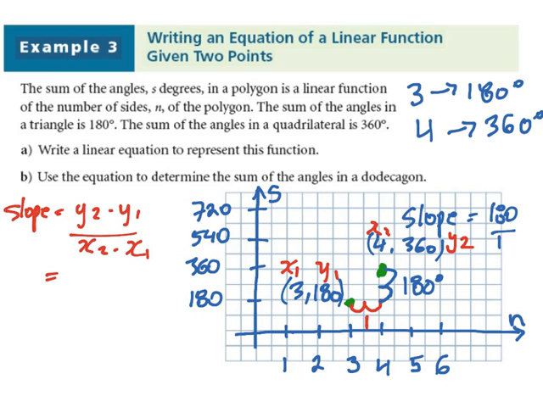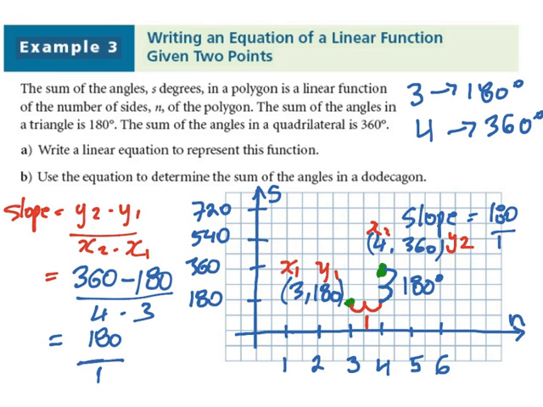So we have 360 minus 180 over 4 minus 3. And we'll get the same thing. You get 180 over 1. So now we found the slope. We have 2 points. We only need 1 to find the equation of this line.